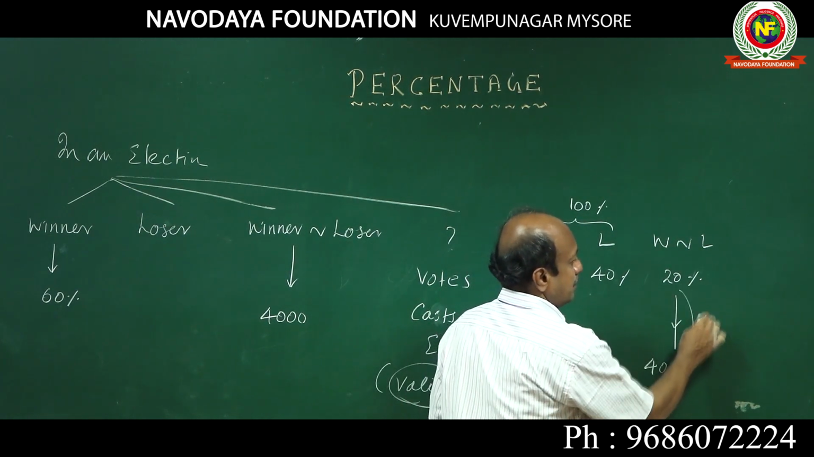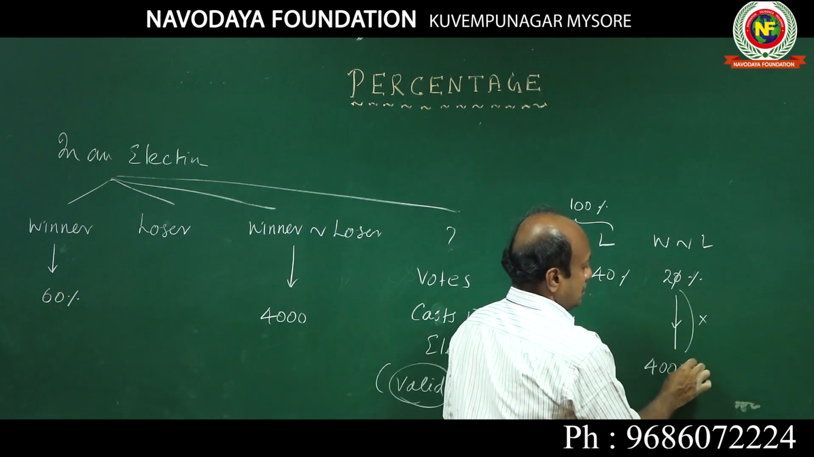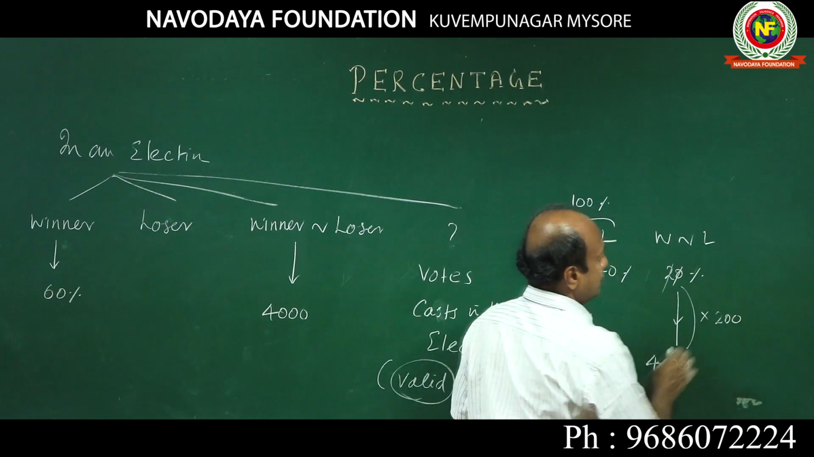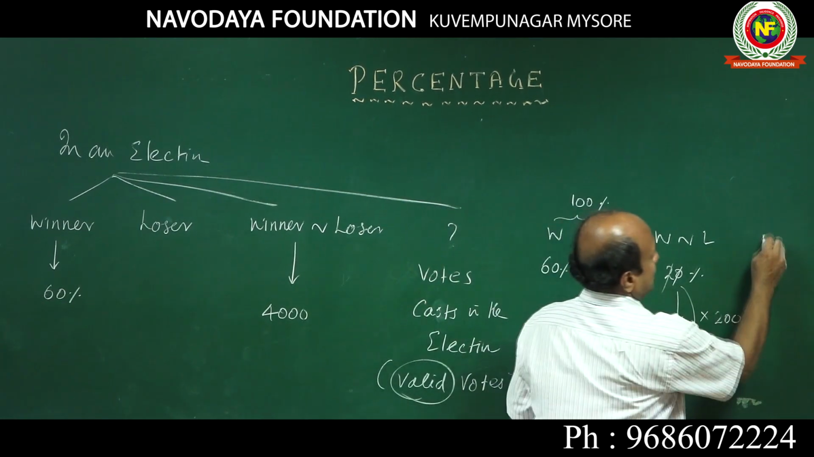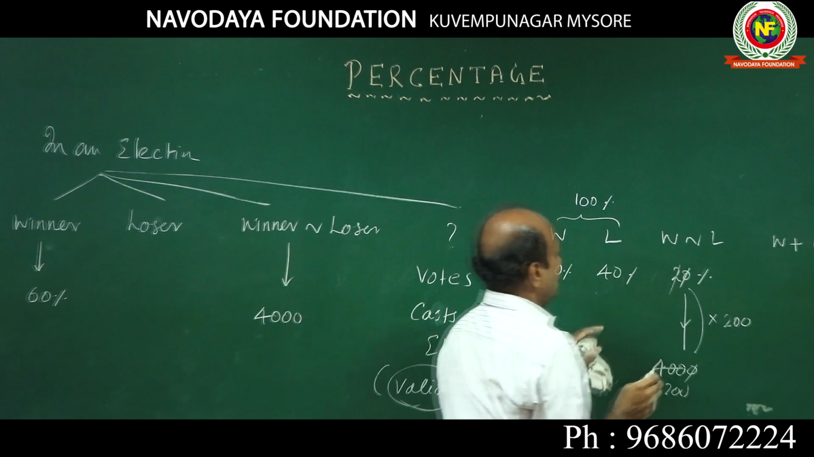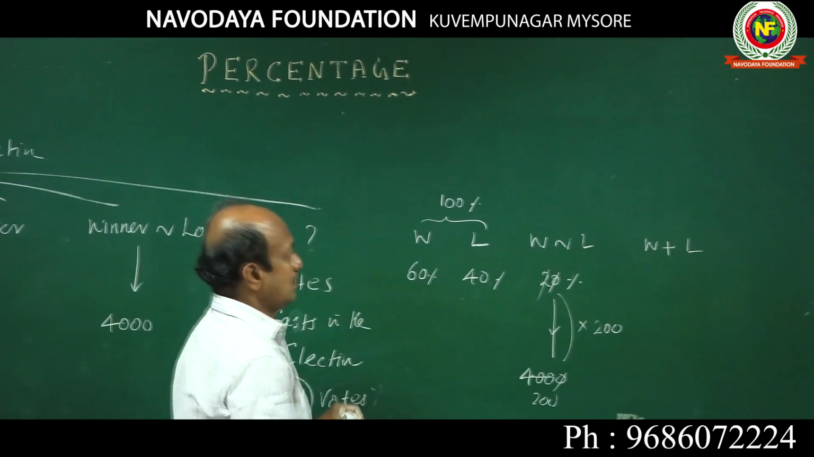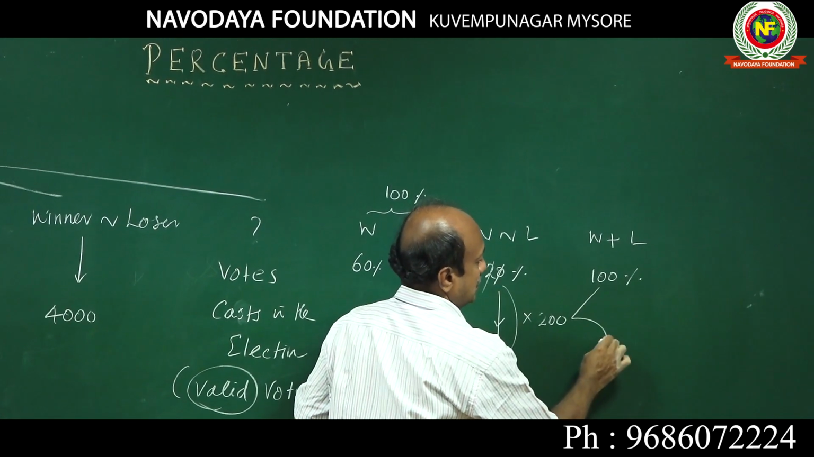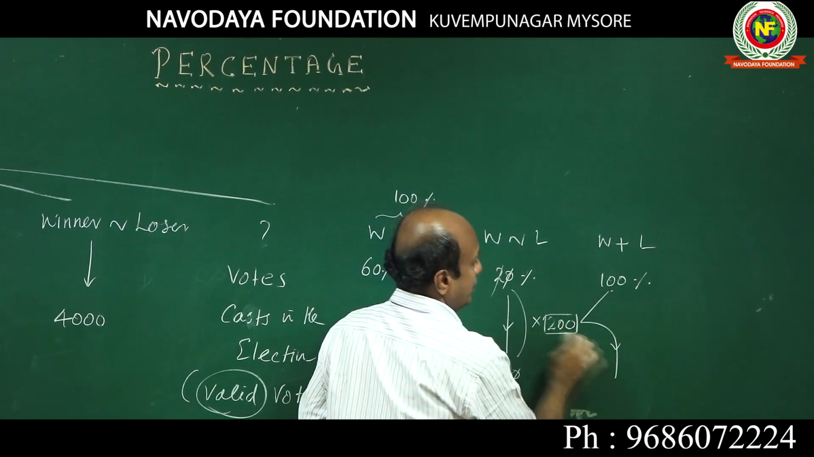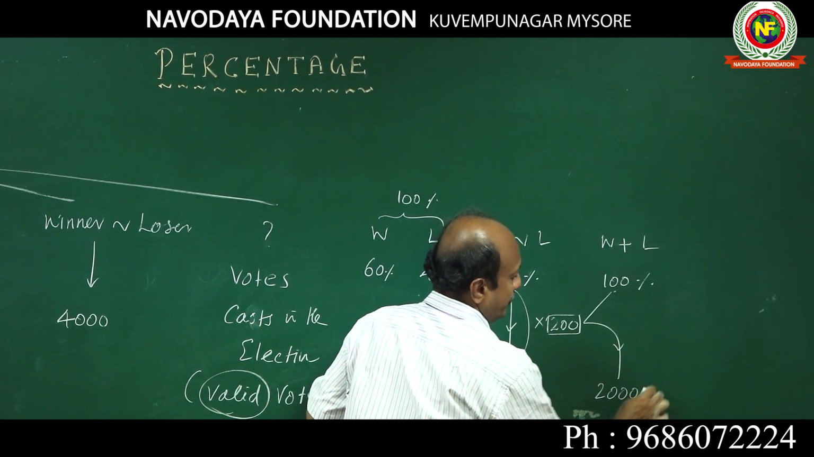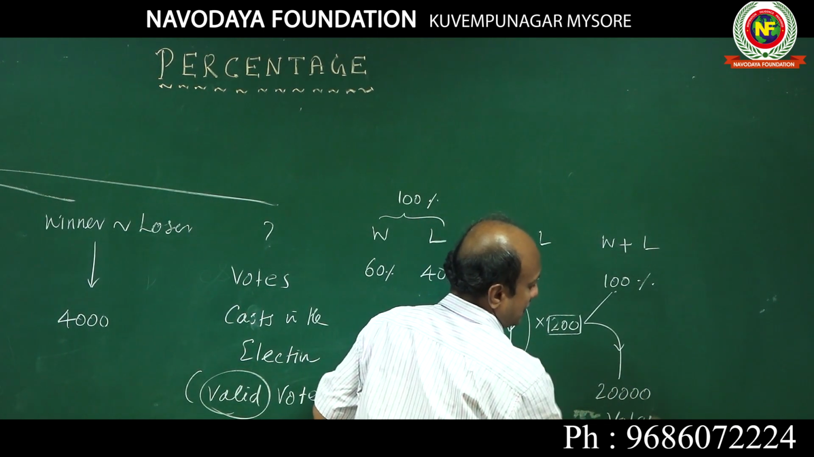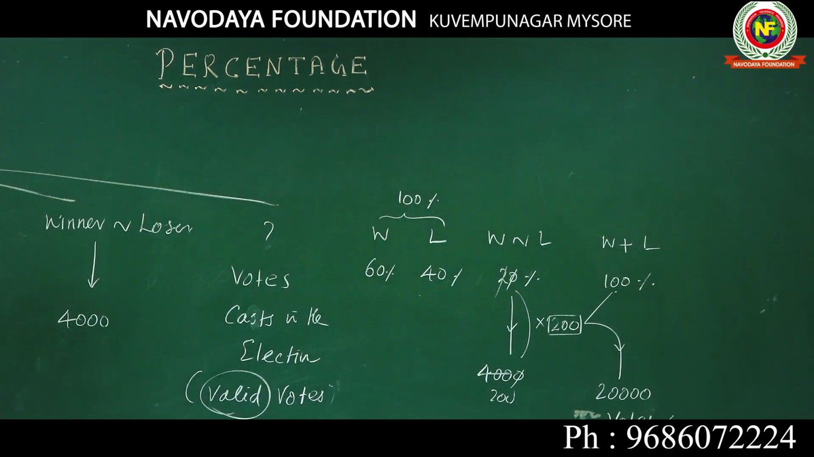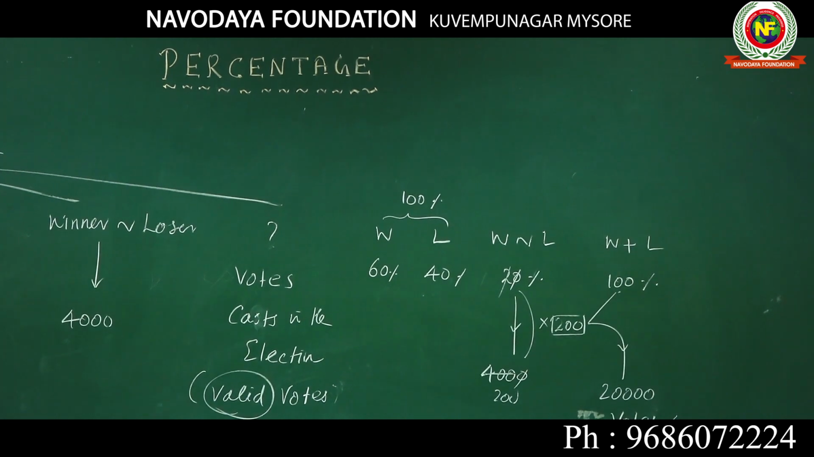Now by which number is it multiplied? It is nothing but 10, right? It is nothing but 200 multiplied by 20. Now the question is, what is the number of votes cast in the election? Winner votes as well as the loser votes. It is nothing but 100%. 100% of what? 100 into 200. It is nothing but 20,000 votes cast in the election. Right? How many votes are polled in the election? 20,000.